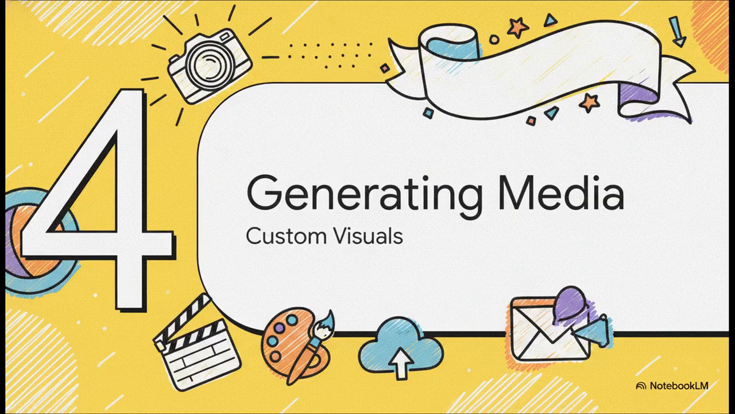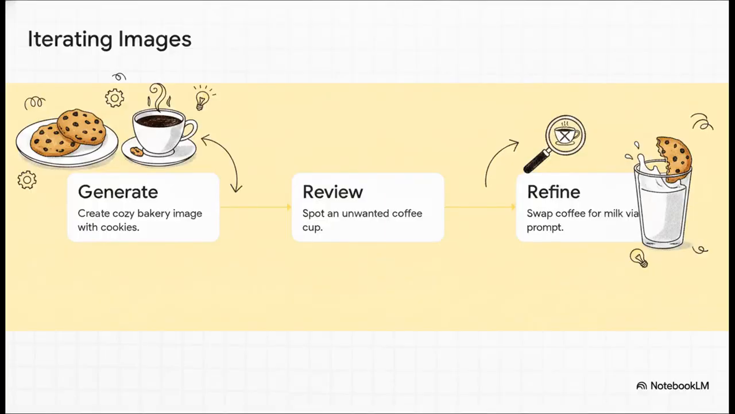Next up, Part 4, generating custom visual media. Every successful product launch needs eye-catching marketing material, right? Well, Gemini isn't just about text and data. It's an incredibly powerful creative engine. You can prompt it to generate an image of a plate of oatmeal raisin cookies on a wooden table with this great, cozy bakery feel.